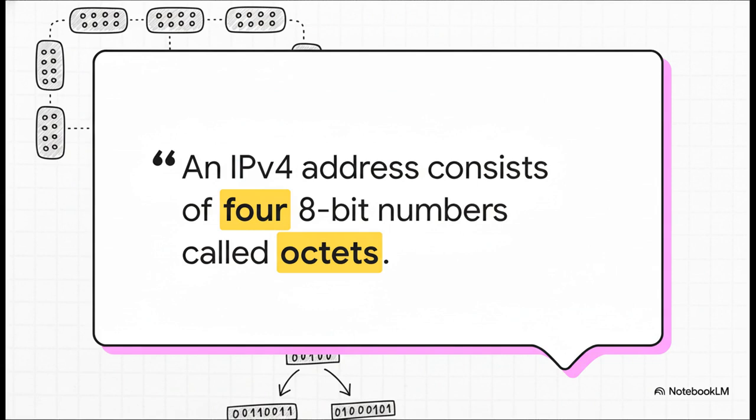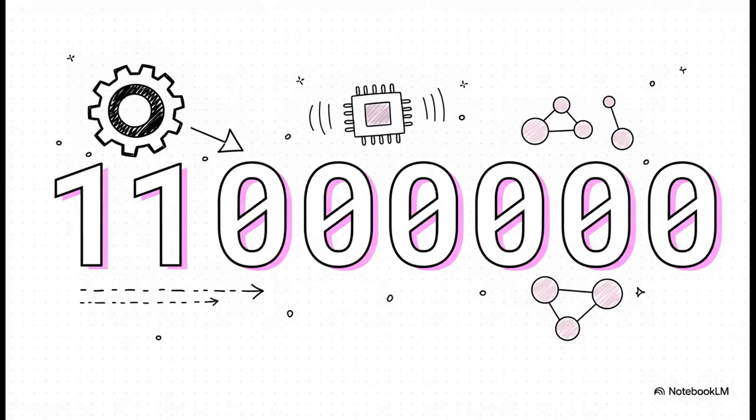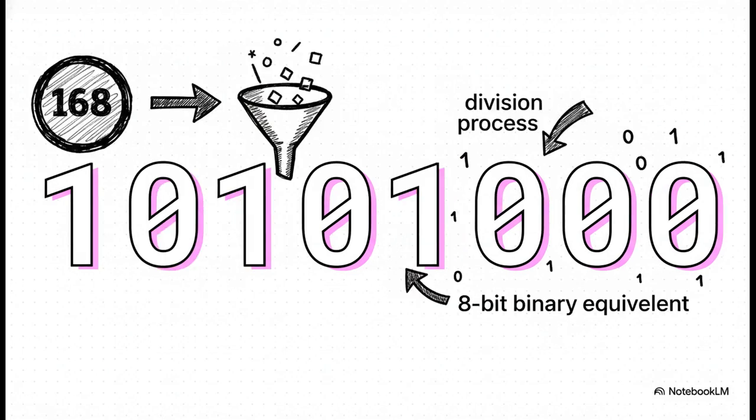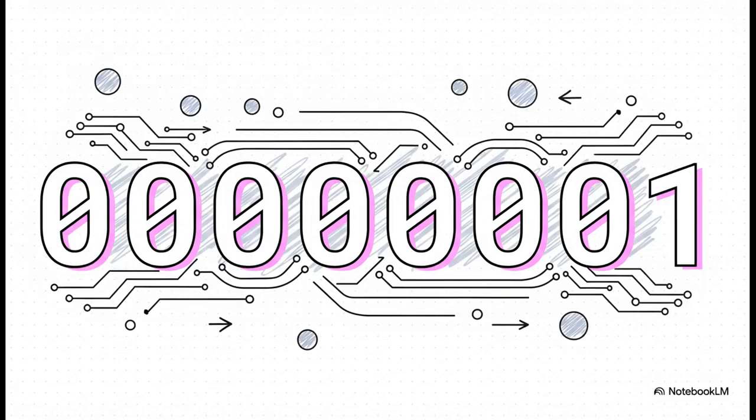So our mission is simple. We just have to convert each one of those 4 numbers one by one. First up, 192. Hey, we've seen that one before. We already did the hard work. Using our division method, we know that translates perfectly to 11000000 in binary. See? 1 down, 3 to go. Next is 168. We just run it through that same division process, and out comes its 8-bit binary equivalent, 10101000. Easy enough. The third octet is just the number 1.